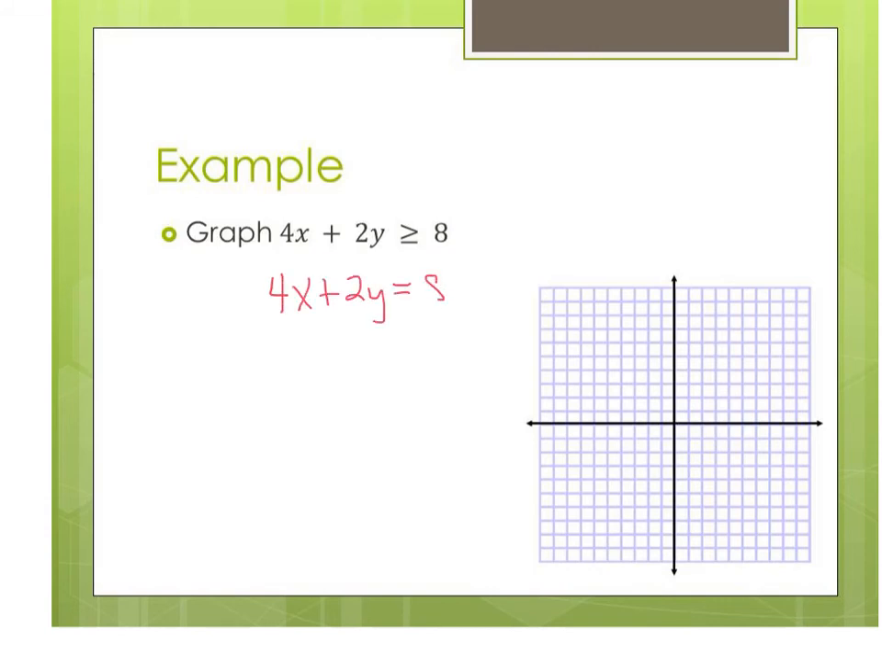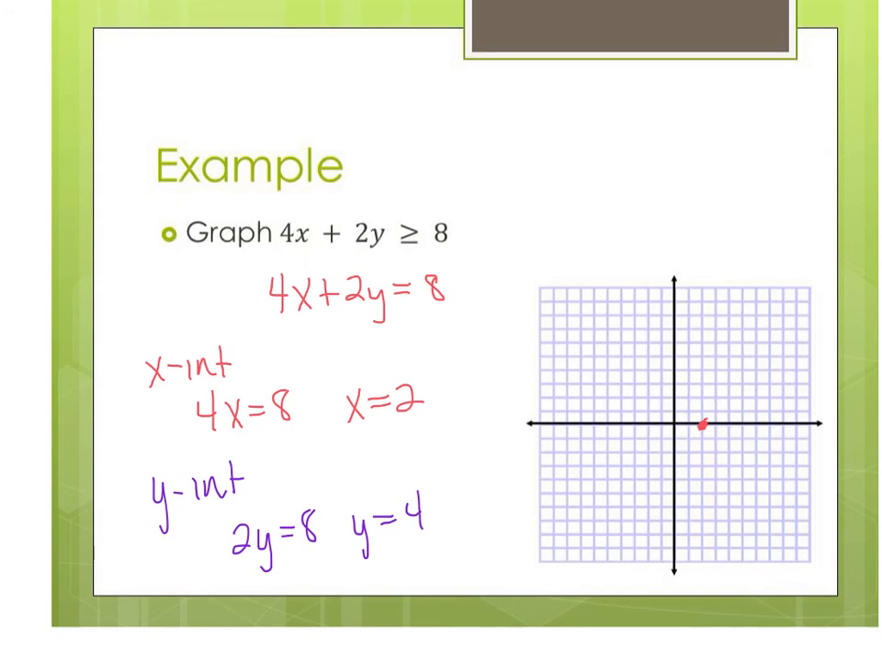So if you want to graph it using your intercepts, for your x-intercept, if y is 0, you'd have 4x equals 8, so x equals 2. So 2 is my x-intercept. My y-intercept, if x is 0, you're going to get 2y equals 8, which is y equals 4. Okay, this is going to be a solid line because we have equal to. So draw in that line.